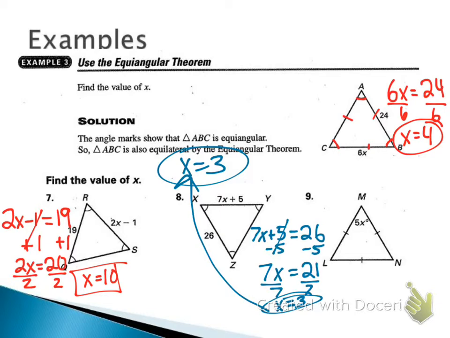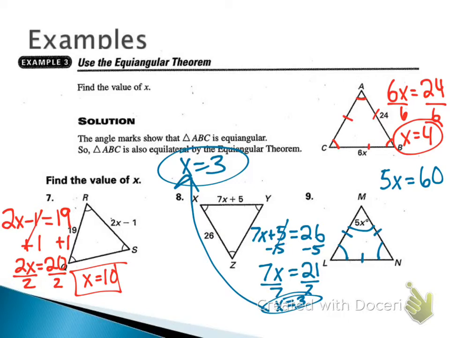Now, 9's a little trickier. They tell us that all the sides are the same, so I know that all the angles must be the same, right? But I don't really know the measure of any of them. Or do I? What did we talk about on the last slide? If all of them are the same, they all have to be 60. So we're actually going to use that to set up our equation. So again, when all 3 angles are congruent, they must all be 60-degree angles.